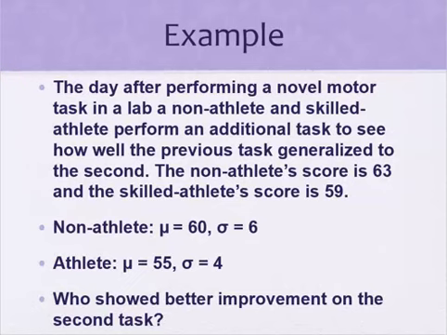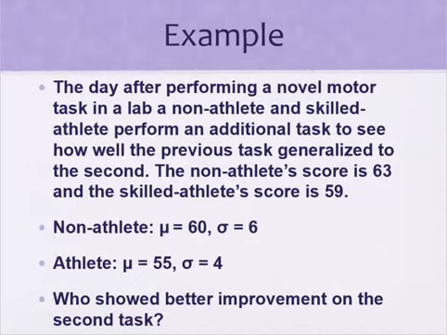The non-athlete had a score of 63. So this is one person's score, right? One non-athlete, not a bunch, had a score of 63, and a skilled athlete had a score of 59. Now here, these are the distributions that these individual raw scores came from. So the non-athlete got a 63, but if we take the mean of all the non-athletes, we get a mean of 60 and a standard deviation of 6. Whereas the skilled athlete got a score of 59, but if we look at the distribution that they came from, that distribution had a mean of 55 and a standard deviation of 4. And what we're asking here is who showed better improvement on the second task.